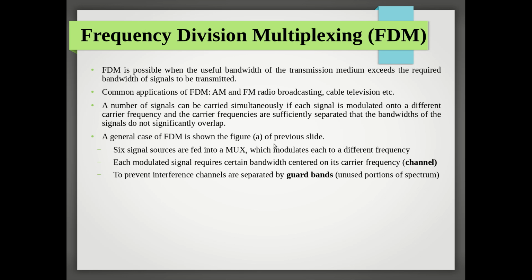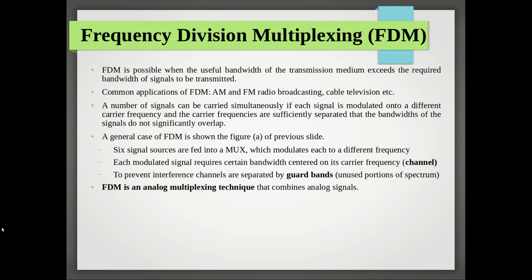Now in the previous slide, figure A, the first part of the figure, we saw 6 signal sources being fed to a multiplexer, which modulates each to a different frequency. Each modulated signal requires a certain bandwidth centered on a carrier frequency, and that range of frequency centered on the carrier frequency given to a particular communication is what we call a channel. To prevent interference, the channels are separated by guard bands. That is the unused portion of the total spectrum. So a very small frequency range that is not being used.